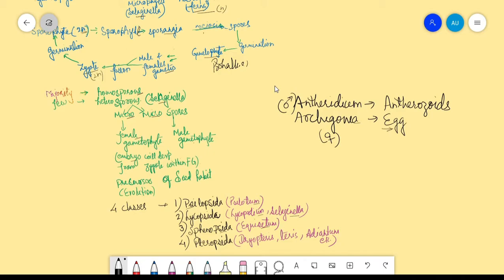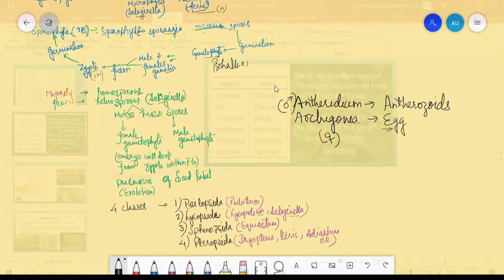Now the evolution points are the presence of the precursor of seed habit, then the structure of true root, stem and leaf along with the vascular tissue. So these are the characteristic features of the pteridophytes. Now we will discuss through the diagram also.